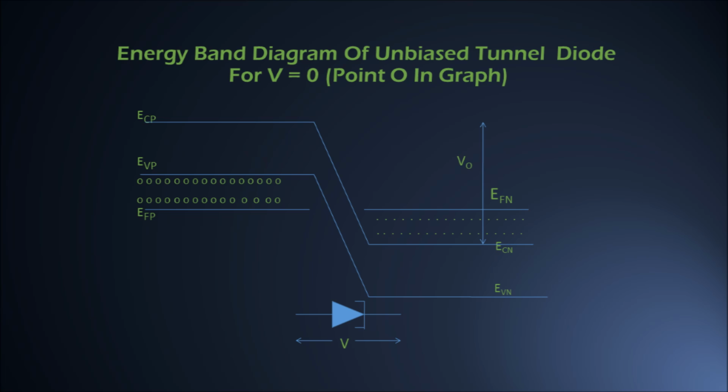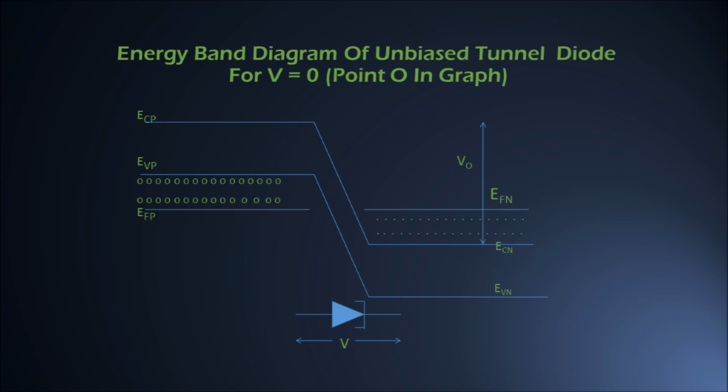As a result of this, the acceptor band overlaps the valence band on the P side and the Fermi level EFP gets shifted inside the valence band. Similarly, on the N side, the donor band overlaps the conduction band and the Fermi level EFN gets shifted inside the conduction band. It should be noted that the Fermi level in this case also has the same energy value throughout the body of the tunnel diode.